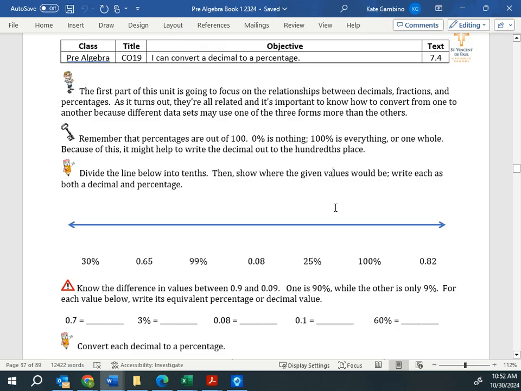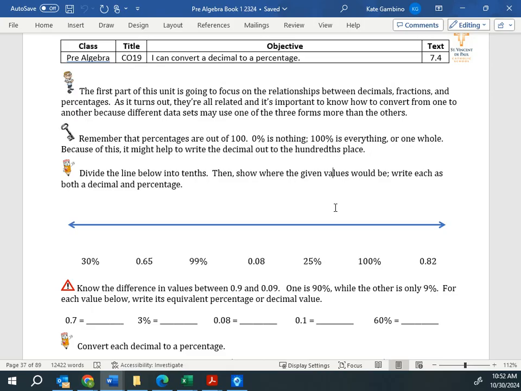Here we go. Good morning. Today we are starting our next unit, Unit 4, CO19. We are starting with converting decimals to percentages. The first part of this unit is going to focus on the relationships between decimals, fractions, and percentages.